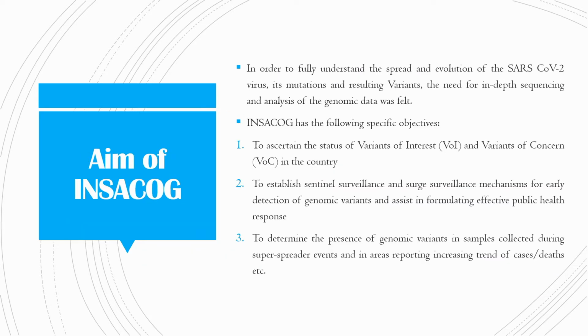Let's see what is the aim of INSACOG. To understand, there are specifically three objectives for this. But the main objective, of course, is to get research on the SARS-CoV virus and its mutations and the resulting variants, the need for in-depth sequencing and the analysis of the genomic data. This is all the reason that the INSACOG was established. The laboratories were established for this.